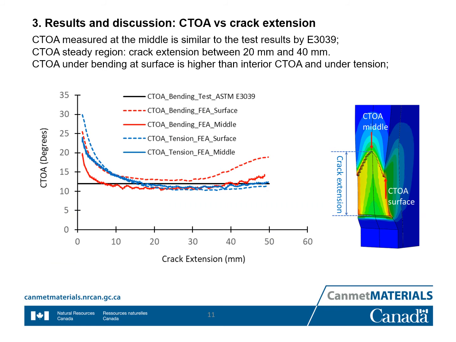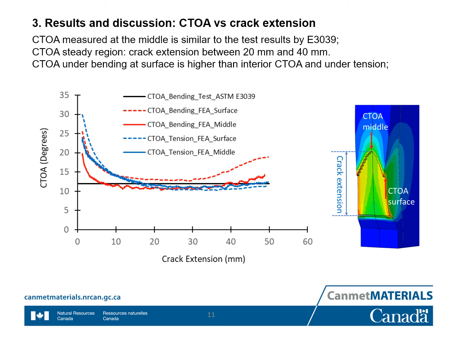This slide shows the CTOA as a function of crack extension. We have 4 curves from the FEA prediction, and all the red curves are from the bending model, and the blue curves are from the tension model. By CTOA surface, it means that the CTOA is measured on the surface of the specimen, and CTOA middle means that the CTOA is measured in the midsection of the specimen.